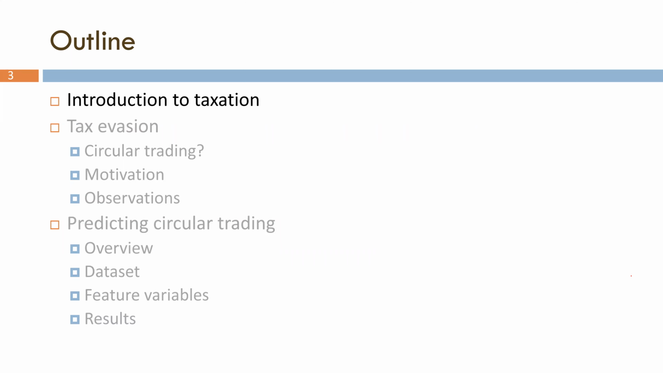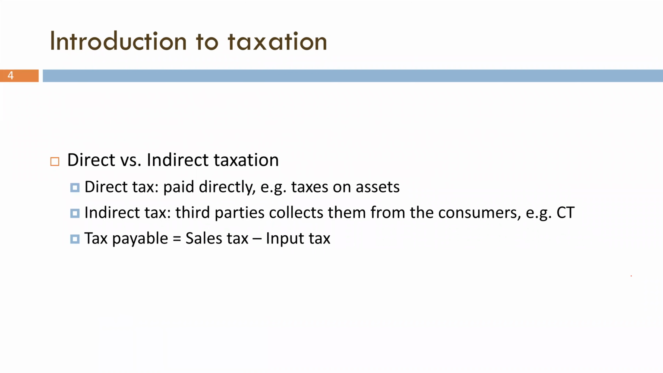Let's start with the introduction to taxation. Taxation can comprehensively be divided into direct and indirect tax. Direct tax, as the name suggests, is paid directly by the consumer to the government. An example is taxes on assets like property tax, income tax, etc. And then comes the indirect tax, where the tax is collected by a third party and given to the government. An example is business tax or commercial tax. And tax payable is equal to the sales tax minus input tax.